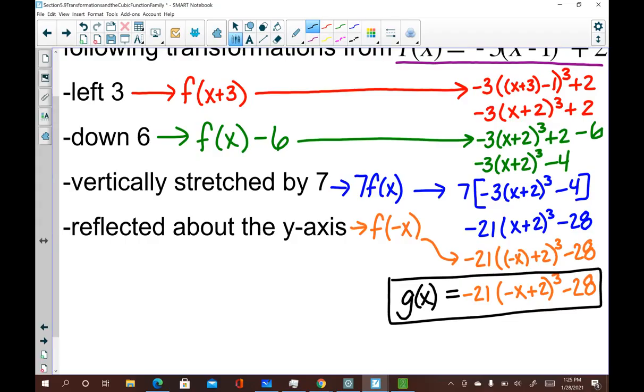So remember, if transformations is something that you need to go back and find, you have notes on transformations and function notation in past lessons.